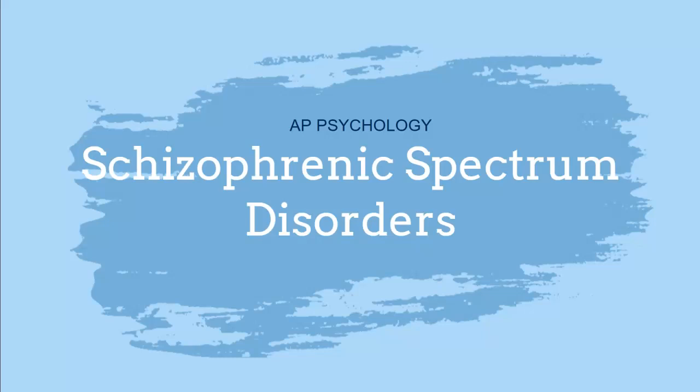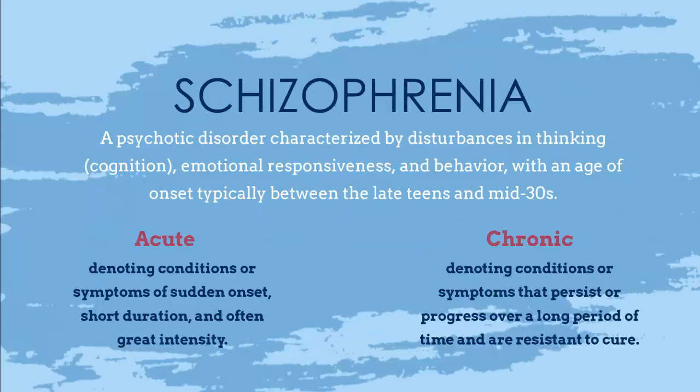Our next category of disorders are schizophrenic spectrum disorders. Schizophrenia used to be diagnosed as schizophrenia with specific types, but there was so much overlap that now it's also considered a spectrum. One of the hallmark symptoms of schizophrenia is the disturbances in thinking. So it is considered a psychotic disorder in that individuals who have this can lose touch with reality, but they have this flooding in their thinking.